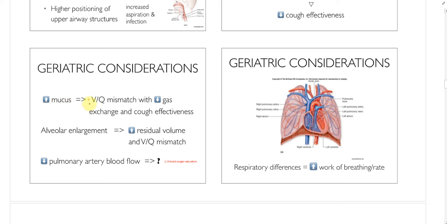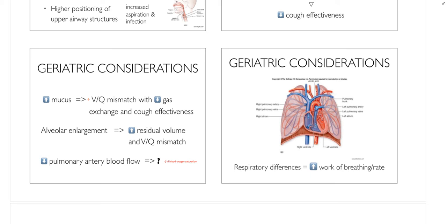This is going to lead to a low VQ mismatch because we are affecting the flow of air, not the flow of perfusion or blood flow, because of this mucus. That's going to lead to a decrease in gas exchange and a decrease in cough effectiveness. The more mucus we have, the more we're going to need to cough. All that mucus will lead to a low VQ mismatch, which will lead to a decrease in gas exchange because we simply don't have enough gas in the first place.